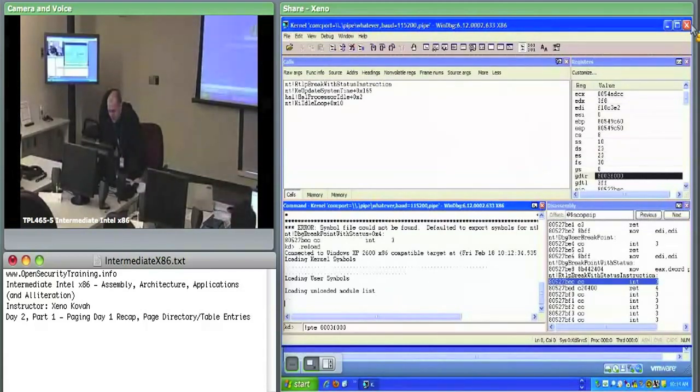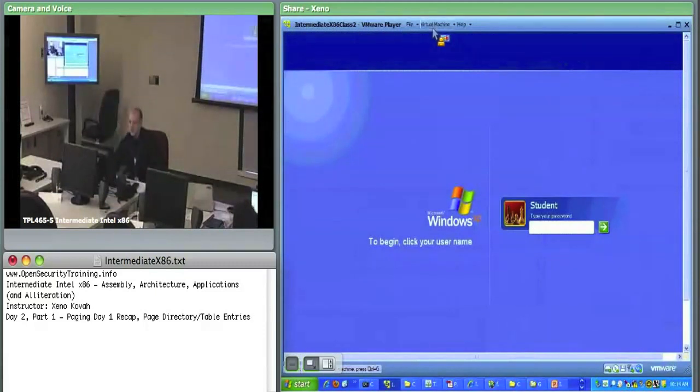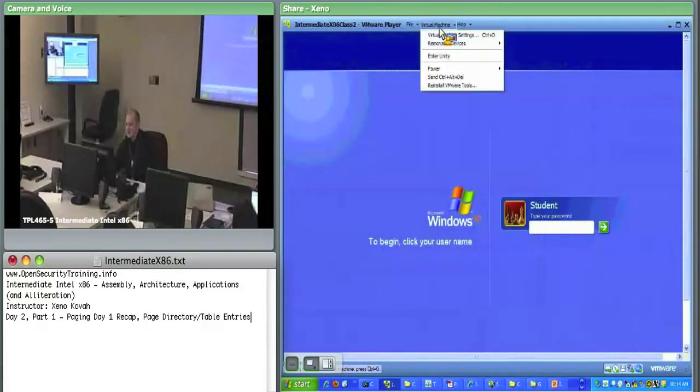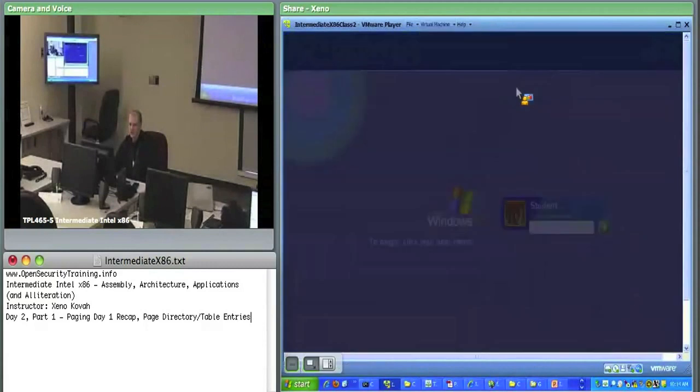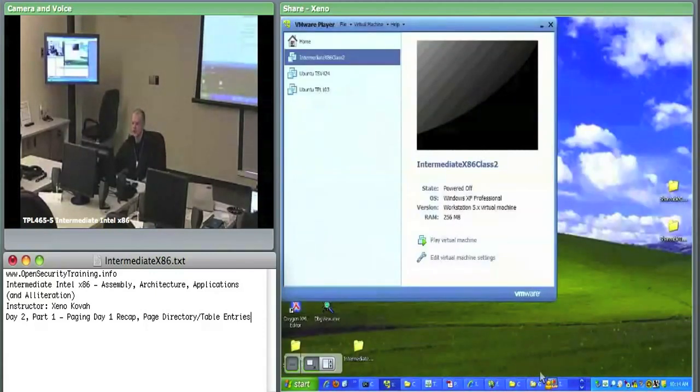Right. Can we save our workspace? You can save your workspace so that it'll just come back to the same thing. Although I don't know if that's actually going to work, PAE versus non-PAE. I think it may consider it different enough. Did yours have all of the organization with WinDbg connected?